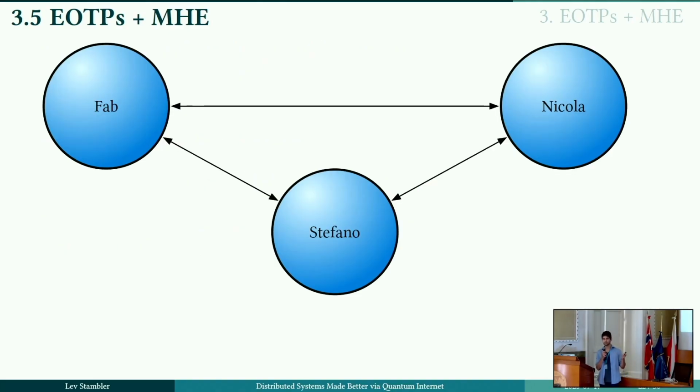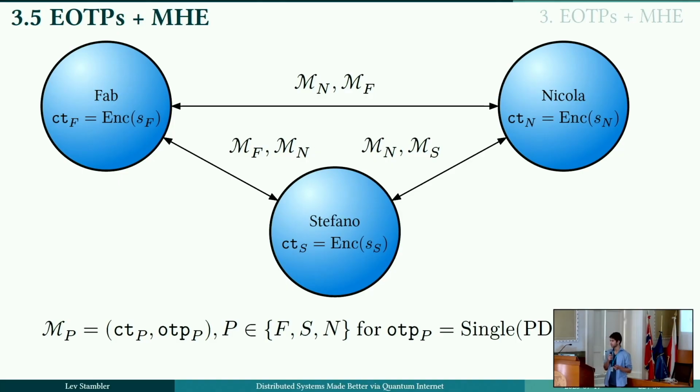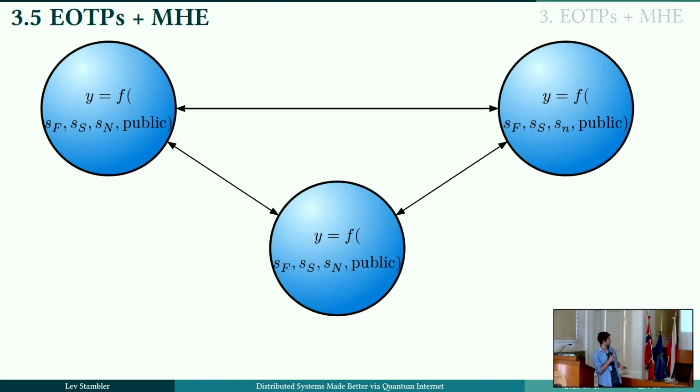So again, same setup. All three parties are going to communicate. They're all going to encrypt their message and send over these encryptions to the other parties. But at the same time, they're going to also send over a one-time program that allows each party to do a partial decryption. So Fabrizio is going to send a message to Stefano, which allows Stefano to do the partial decryption that Fabrizio would have had to do himself otherwise. And then each party can use these one-time programs to just get the output of the function without having to do any more communication.